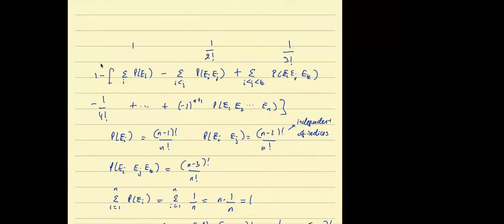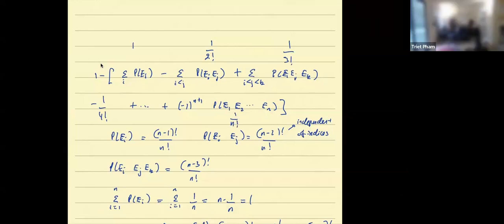So can we see the general pattern? For this particular problem, we have 1 minus 1 over 2 factorial plus 1 over 3 factorial. All right, so the next term would be minus 1 over 4 factorial, and so on. And the last term here will be what? What would this be? 1 over n factorial. Correct.